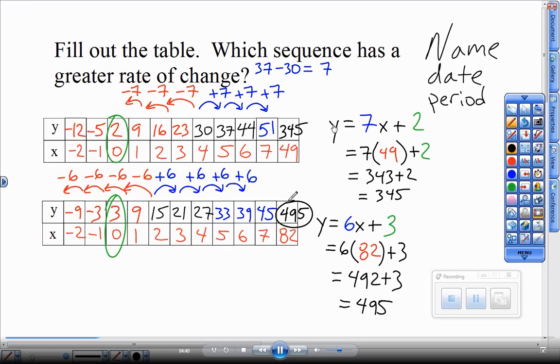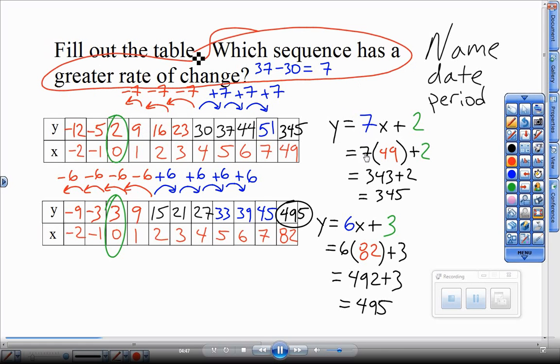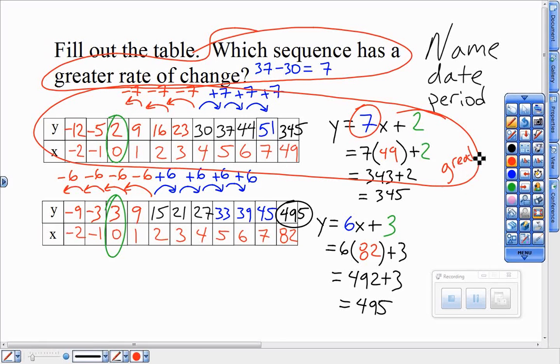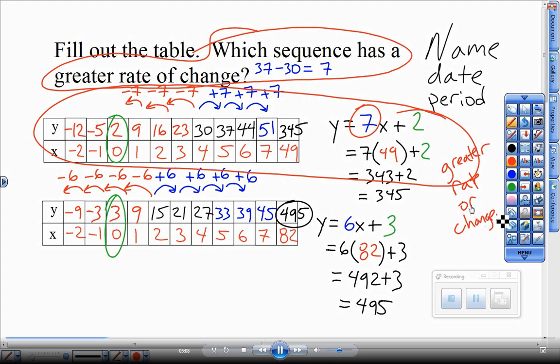And I can see the problem's asking for the greater rate of change. That top one definitely has a greater rate of change. It's going up by 7 each time. Each time the terms are increasing by 1, this is increasing by 7. Greater rate of change. Alright, here we go.